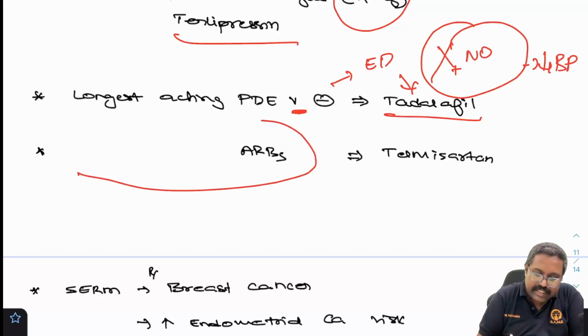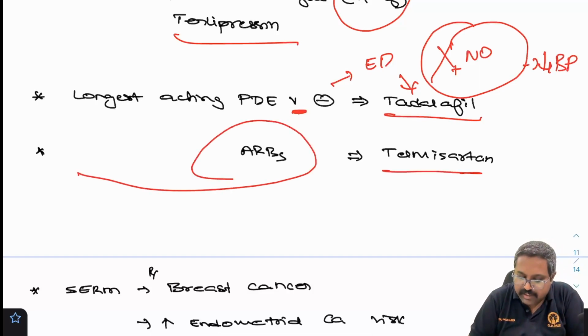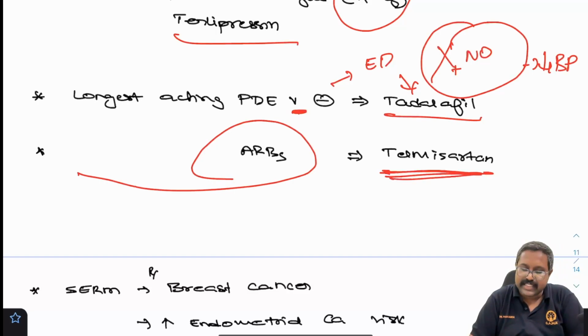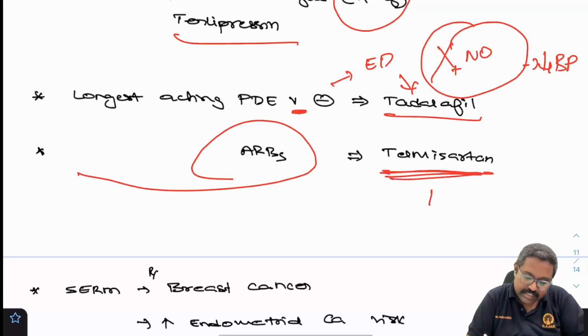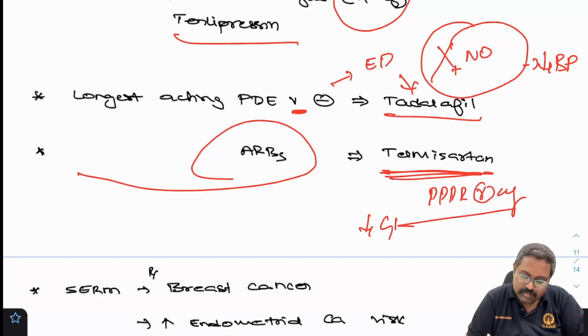Which is the longest acting ARBs? We have telmisartan is the longest acting ARB, and also it has a PPAR gamma agonistic activity, thereby it decreases the blood glucose levels.